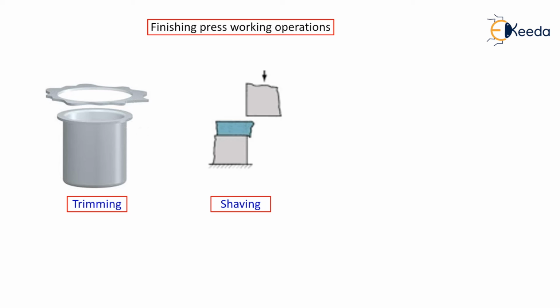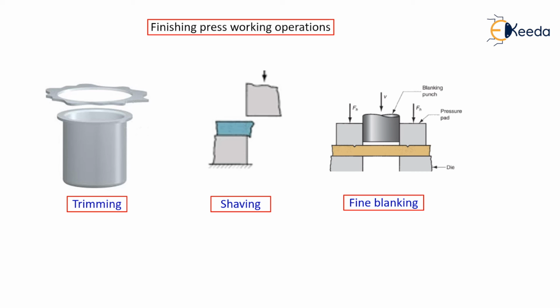Second is shaving operation. The edges of the blanked parts are generally rough, uneven, and unsquare. To get the accurate dimensions of the part, the strip of metal along the edges is removed. The operation is known as the shaving operation, where you may find a large force requirement and a very minute clearance between the punch and the die section, where the stock strip is shaved.